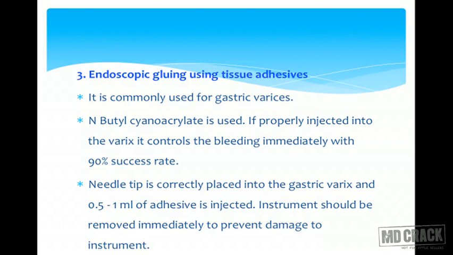Tissue adhesives can be used for endoscopic glue injection. It is commonly used for gastric varices. Gastric varices being a high pressure system, glue is injected for gastric varices and not for esophageal varices. N-butyl cyanoacrylate is used. It has a 90% success rate. The needle tip is placed correctly in the gastric varix and 1 ml of adhesive is injected. There is a chance of the endoscope getting blocked.